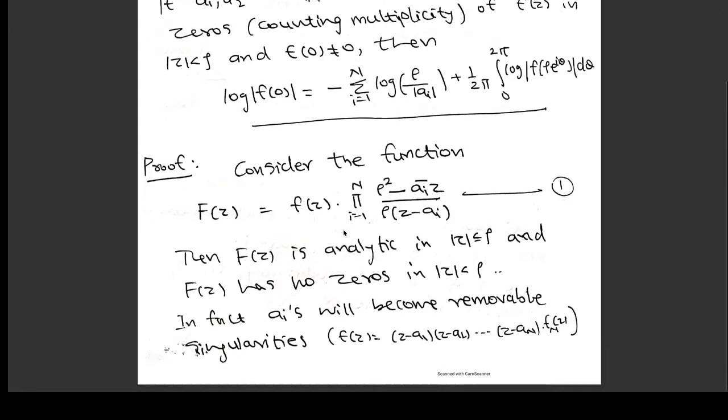The major ingredient is the Poisson integral formula for a harmonic function. What you do first is consider capital F(z) defined in this way. Then you will obtain that this F(z) is analytic, obviously, because we are taking the product. It's a finite product, and the only possible singularities are the ai's, but those will get cancelled because they are zeros of f(z). Using the factorization, that will cancel. And you will see that this capital F(z) will not have any zeros inside the disk of radius rho.